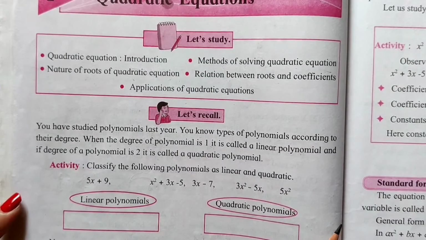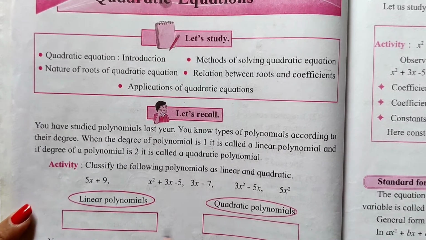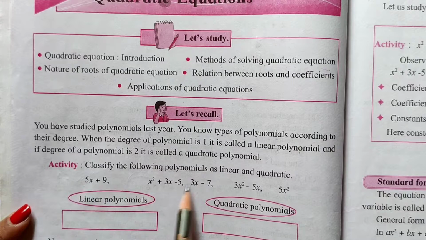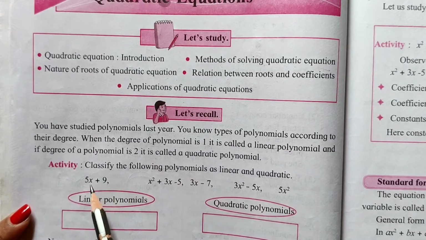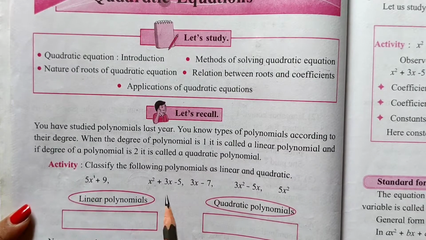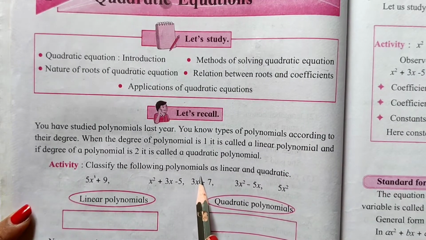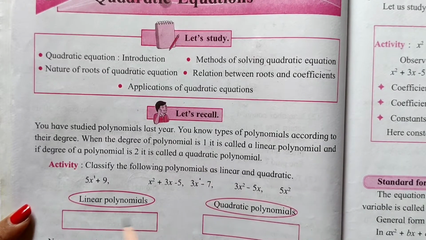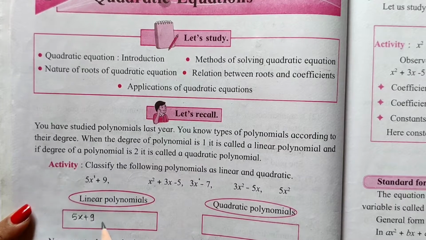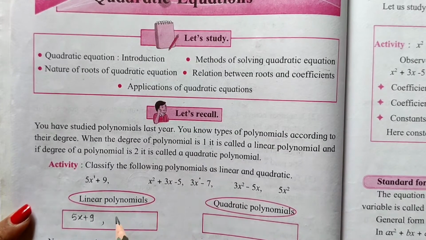So when you see degree 1, you have to write it as linear polynomials. So which are the linear polynomials in between given polynomials? See here, 5x plus 1. Here degree is 1. Nothing is there means degree is 1. The variable term is having degree 1. Here also 3x minus 1, degree is 1. So these two are linear polynomials, 5x plus 9 and 3x minus 7.